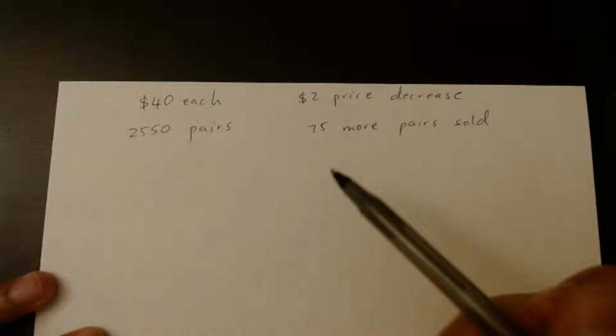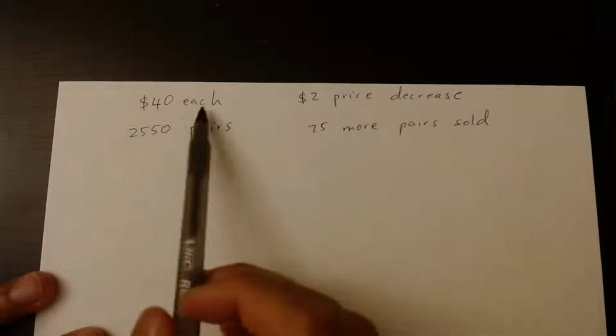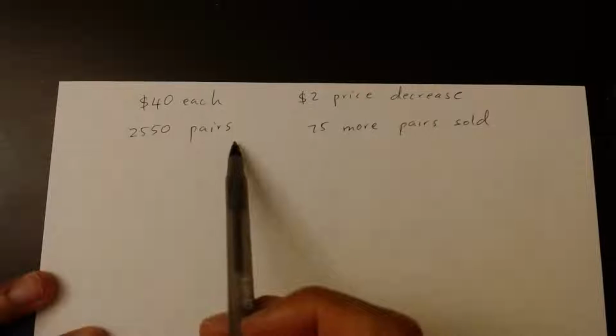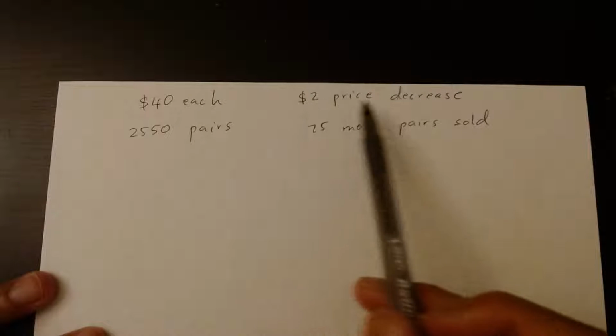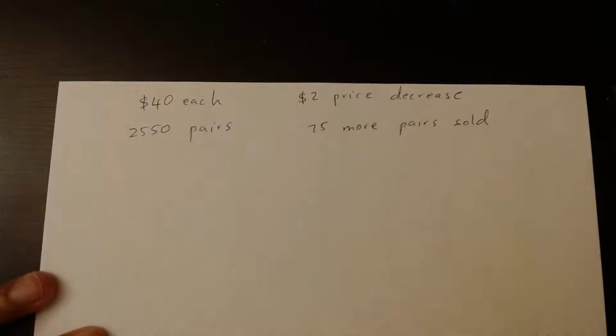All right, so in this problem, we are doing a revenue problem. A company sells jeans for $40 each and they sell 2,550 pairs. And for every $2 price decrease, they sell 75 more pairs. We basically have to find the maximum revenue and the optimal price for the company to sell the jeans for.